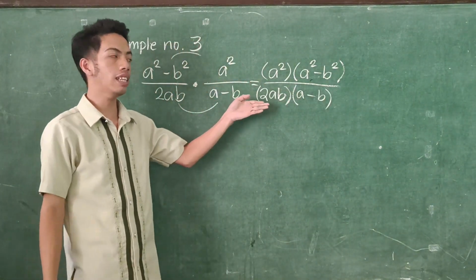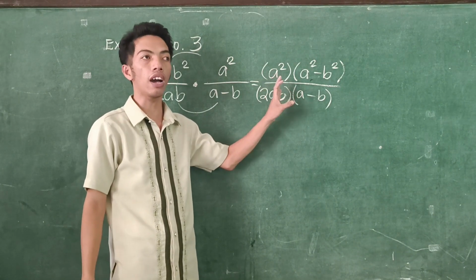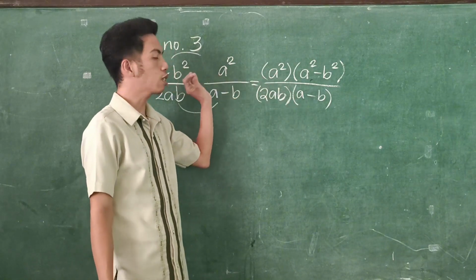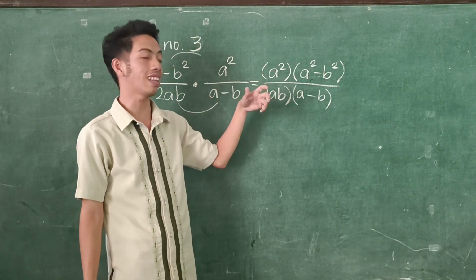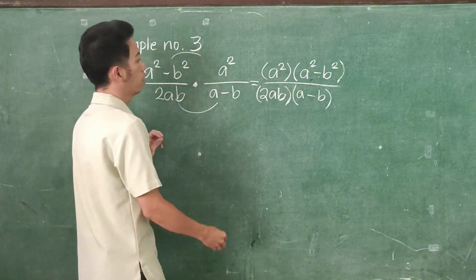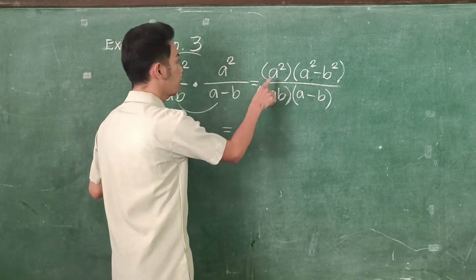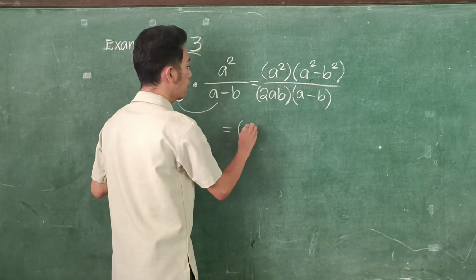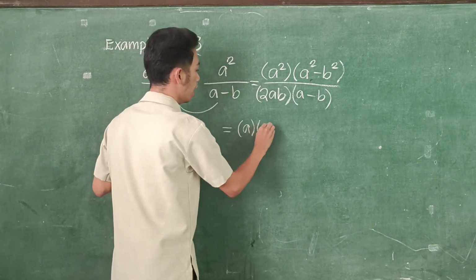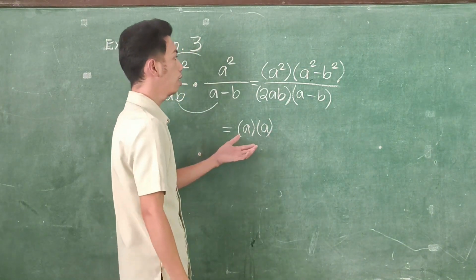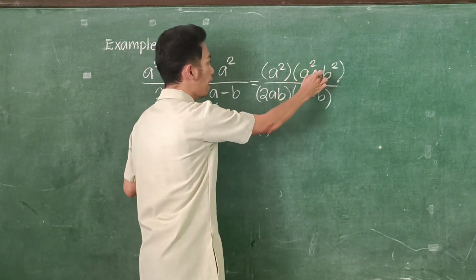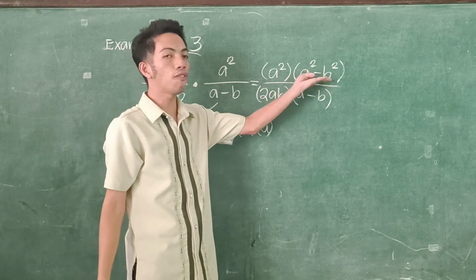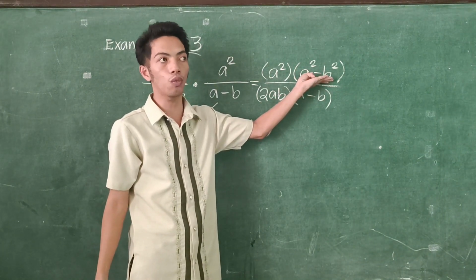So after we multiply, we need to factor expressions in the numerator and in the denominator. So sa numerator, may factor ang a squared. Ang factor ng a squared ay a times a. Alright? And the factor of a squared minus b squared, this is in the form of difference of two squares.